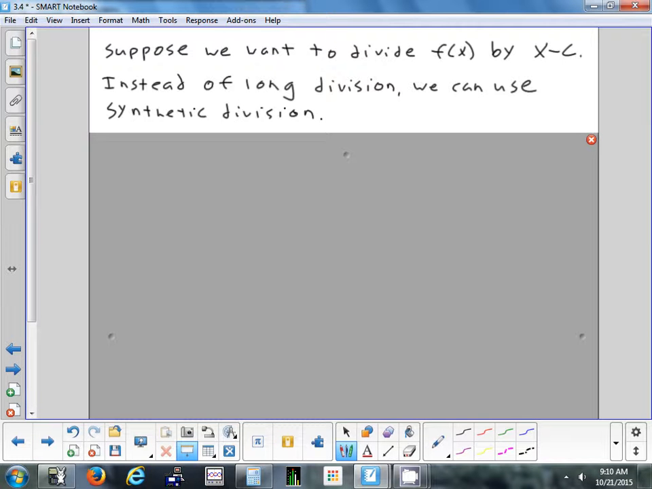All right, so Tyler's favorite. Instead of long division, we can use synthetic division. Okay, synthetic division is a little easier, a little faster. It can only be used if you're dividing by something that looks like that. So you can't have x squared in the bottom. Generally, you don't want something like this. Can't have a 3 in front of the x. Just an x, a minus, and a number.